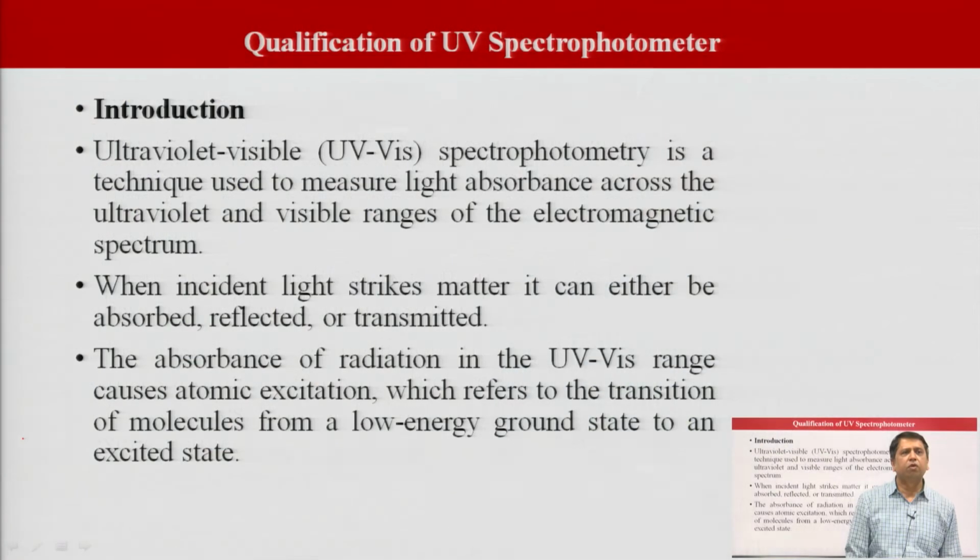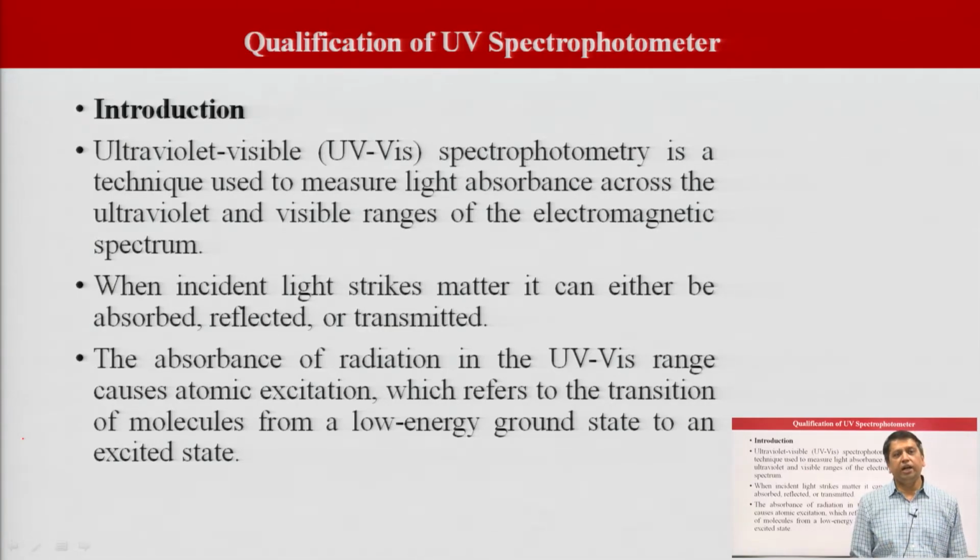So, first of all, what is UV visible spectrophotometry? Before we proceed to the qualification of the UV spectrophotometer, you need to understand some very basics about what is UV spectrophotometry and what is the basic principle of working of UV spectrophotometer. UV visible spectrophotometry is a technique that is basically used to measure light absorbance across the ultraviolet and visible ranges of the electromagnetic spectrum.